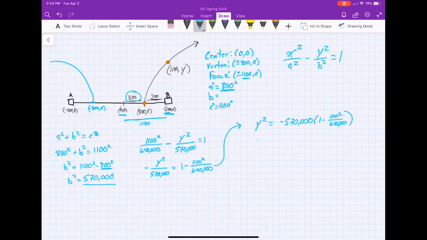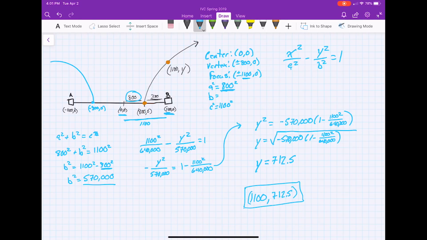Now we take the square root of both sides, leaving y all by itself, which is what we wanted. Oops, here we go. Negative 570,000 times the quantity 1 minus 1100 squared over 640,000. And of course, I am not going to do this in my head, so using the calculator. And we will get y equals 712.5 feet. So that point above B is 1100, comma 712.5. So it's a coordinate. And actually that's not our answer. Our answer is just y equals 712 and a half feet. They just want to know how far above B it is, so we don't need the other half of the coordinate.